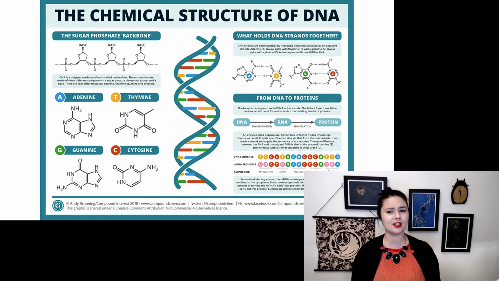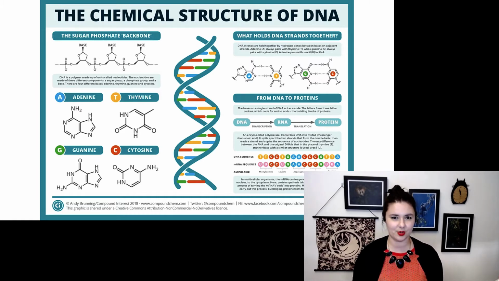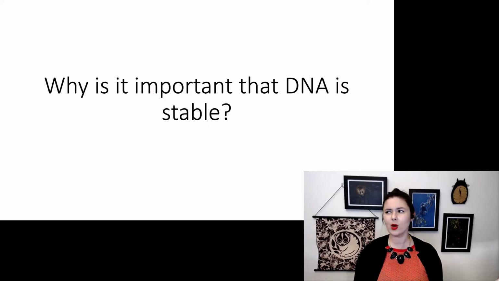So here we have a little bit more information on the chemical structure of DNA. We have that sugar phosphate backbone. We have these 4 different nucleotide bases held together in the middle by our hydrogen bonds. But why is it important in the first place that DNA is stable at all? Do you know?